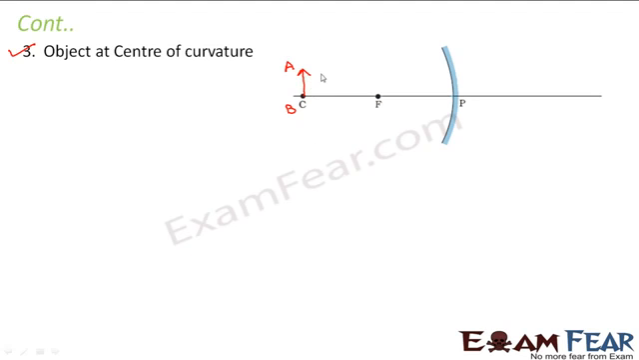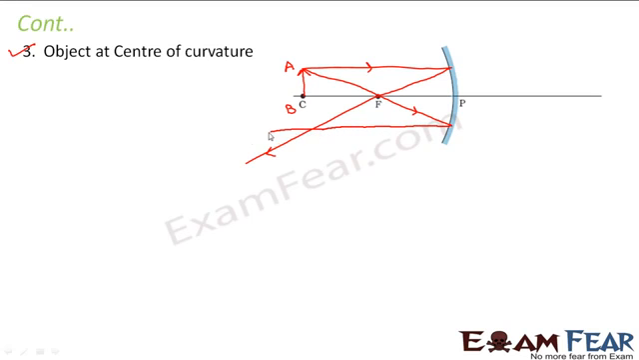Now in this case, let us again suppose that one ray of light is going parallel to the principal axis, and as per rule number 1, it passes through the principal focus. Now let us put another rule here, rule number 2. That means another ray is passing through the principal focus, so after reflection it will go parallel to the principal axis. So what do we see? They meet at this point. That means an image will be formed here, and we call this image B dash A dash.